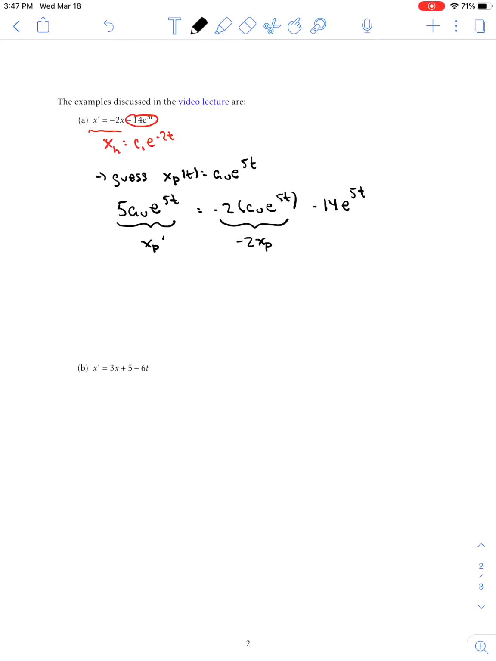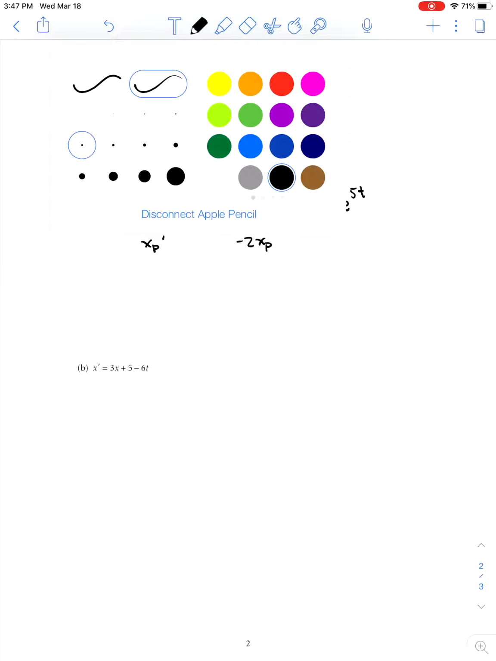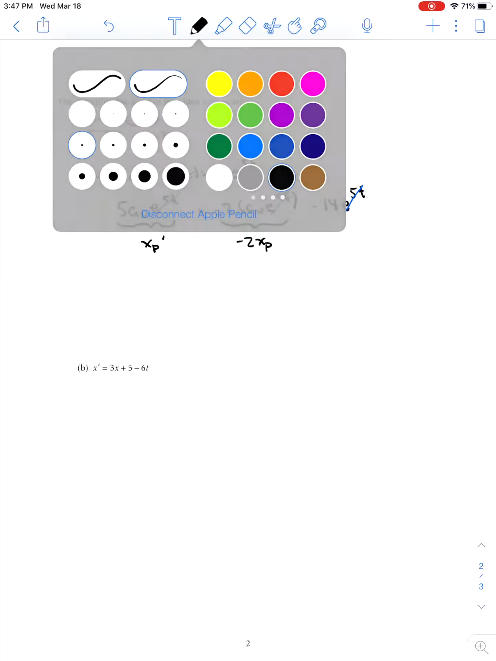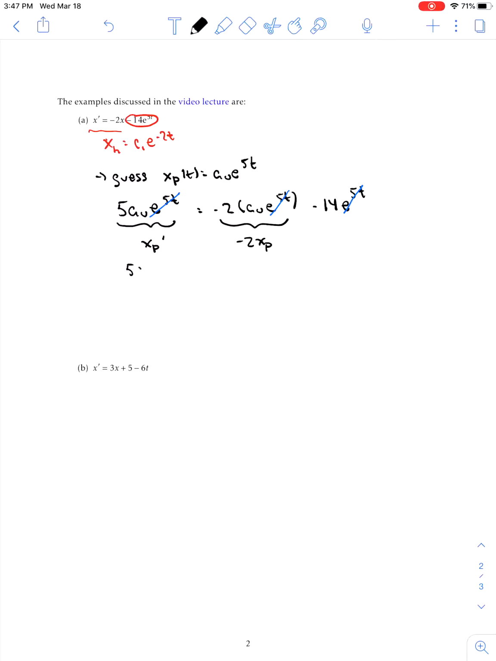I notice that all the terms have the e to the 5t, so I can cancel them out. And so when I do that, I have an algebraic system left. When I add it over, I have 5a naught is equal to minus 2a naught minus 14. So 7a naught equals minus 14. So a naught is minus 2. So in this example then, the particular solution is minus 2 e to the 5t.